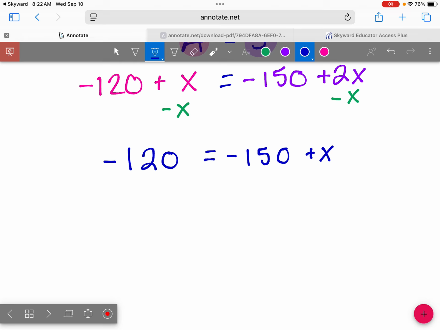I want to get my x by itself, and we need to add our 150 to both sides to be able to get my x by itself. If I add 150 to both sides, this guy and this guy cancel out. That's the whole point. So we get just our x. And our negative 120 plus 150 is going to give us a 30.